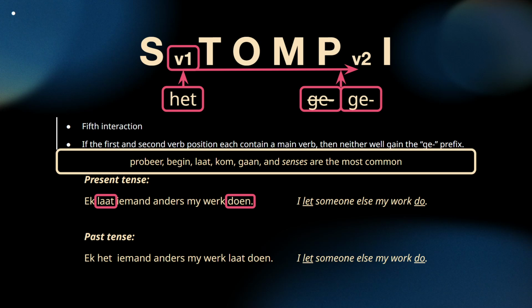But the main rule is that if you have a verb, a main verb, in both your first and your second verb position in your original sentence, and then you change it into your past tense sentence, then neither of them are going to get a ge. So in our example, I'm going to add het into my first verb position. I move laat to the second verb position, and I'm going to leave it there. I write those verbs in the same order that they were initially written in my original sentence. Ek het iemand anders my werk laat doen. I let someone else my work do, or I let someone else do my work.